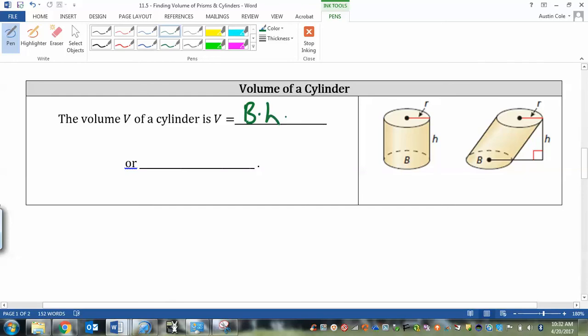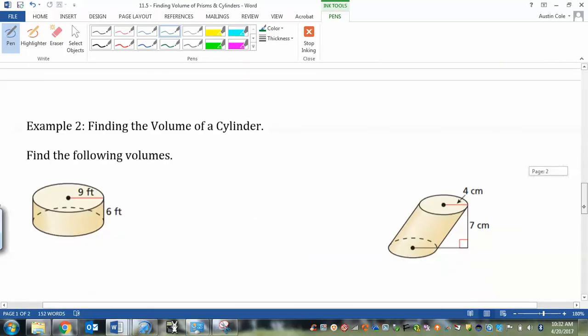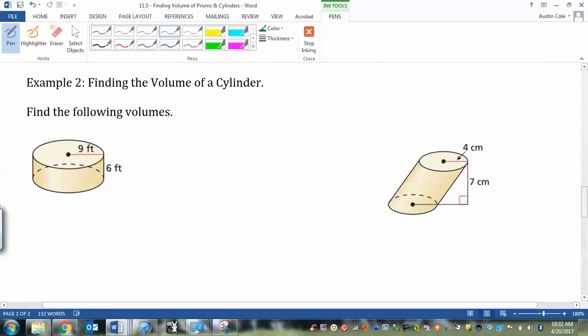But we know how to find the area of the base when it's a cylinder, right? We know a better formula for that. What's the base of a cylinder? Circle. Do we know how to find the area of a circle? Yeah. Pi r squared, exactly. So volume equals pi r squared h.